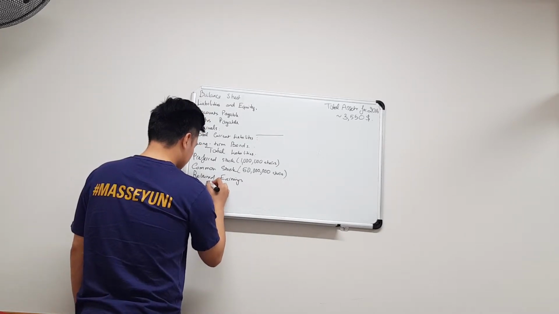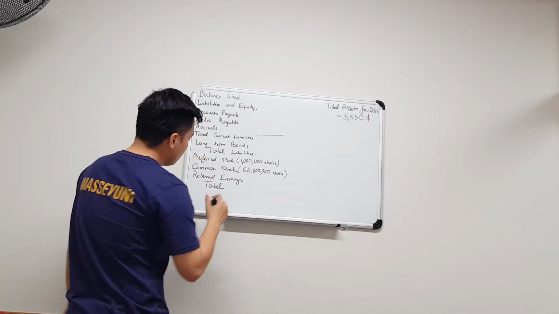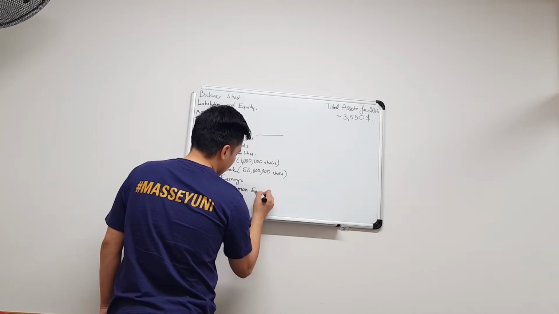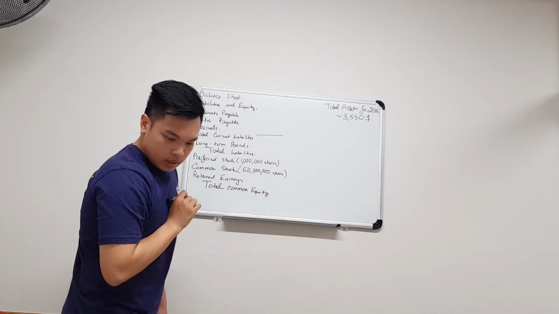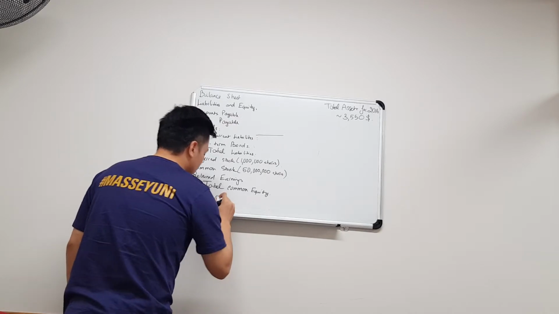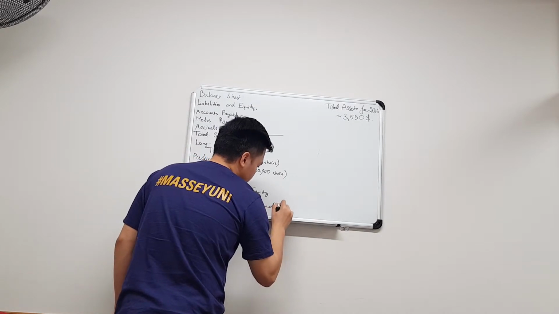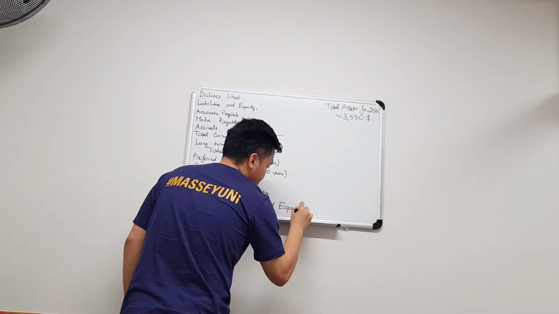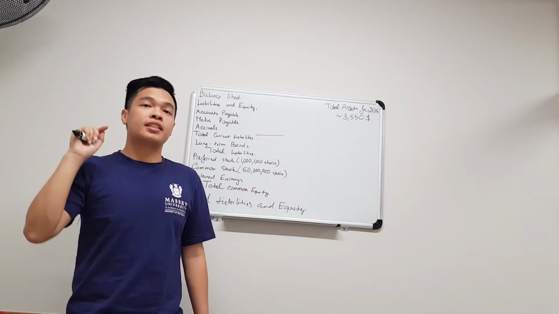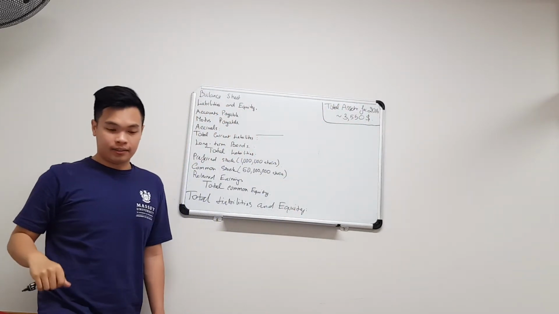Then we sum across and we can calculate total common equity. Then we can calculate total liability and equity. This number must be the same, must be equivalent to the total assets here.